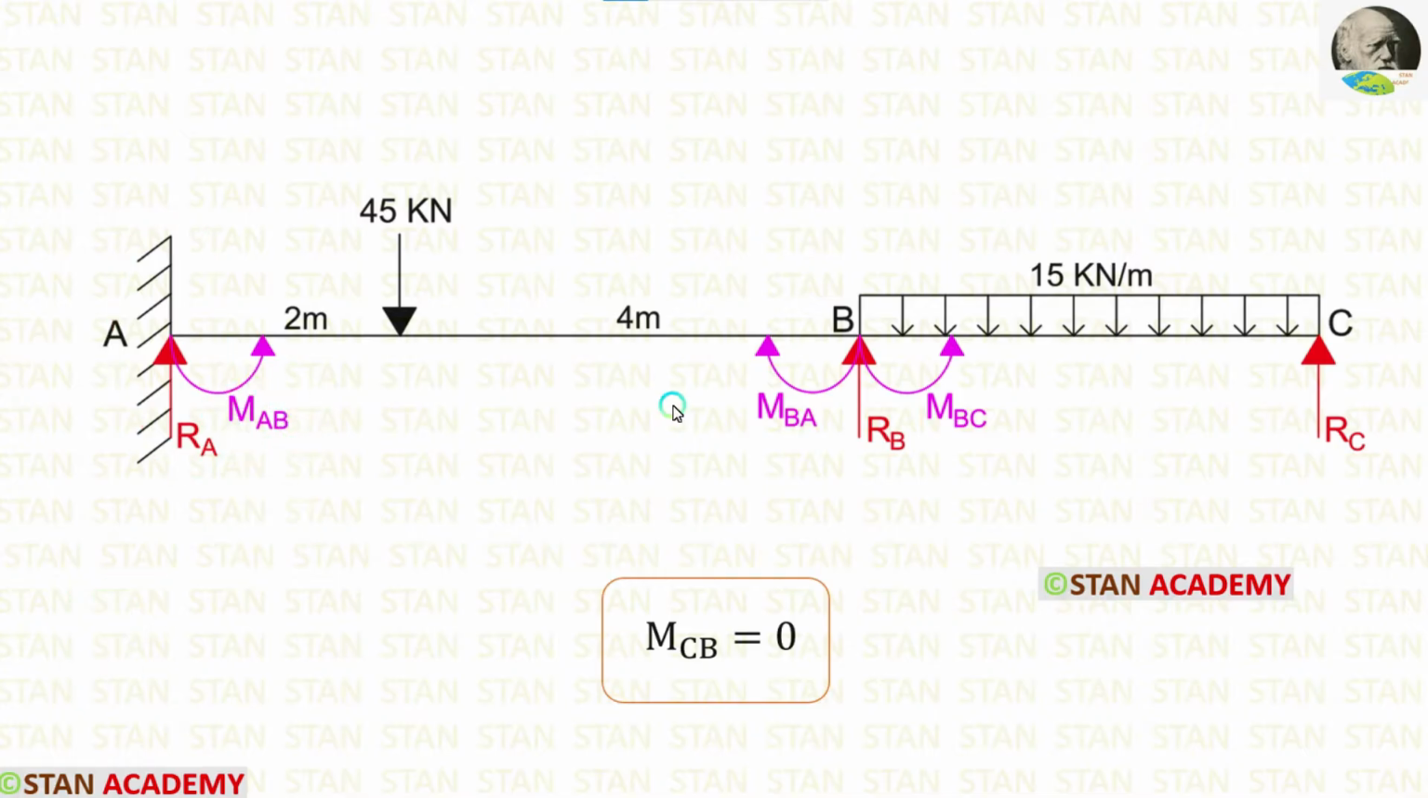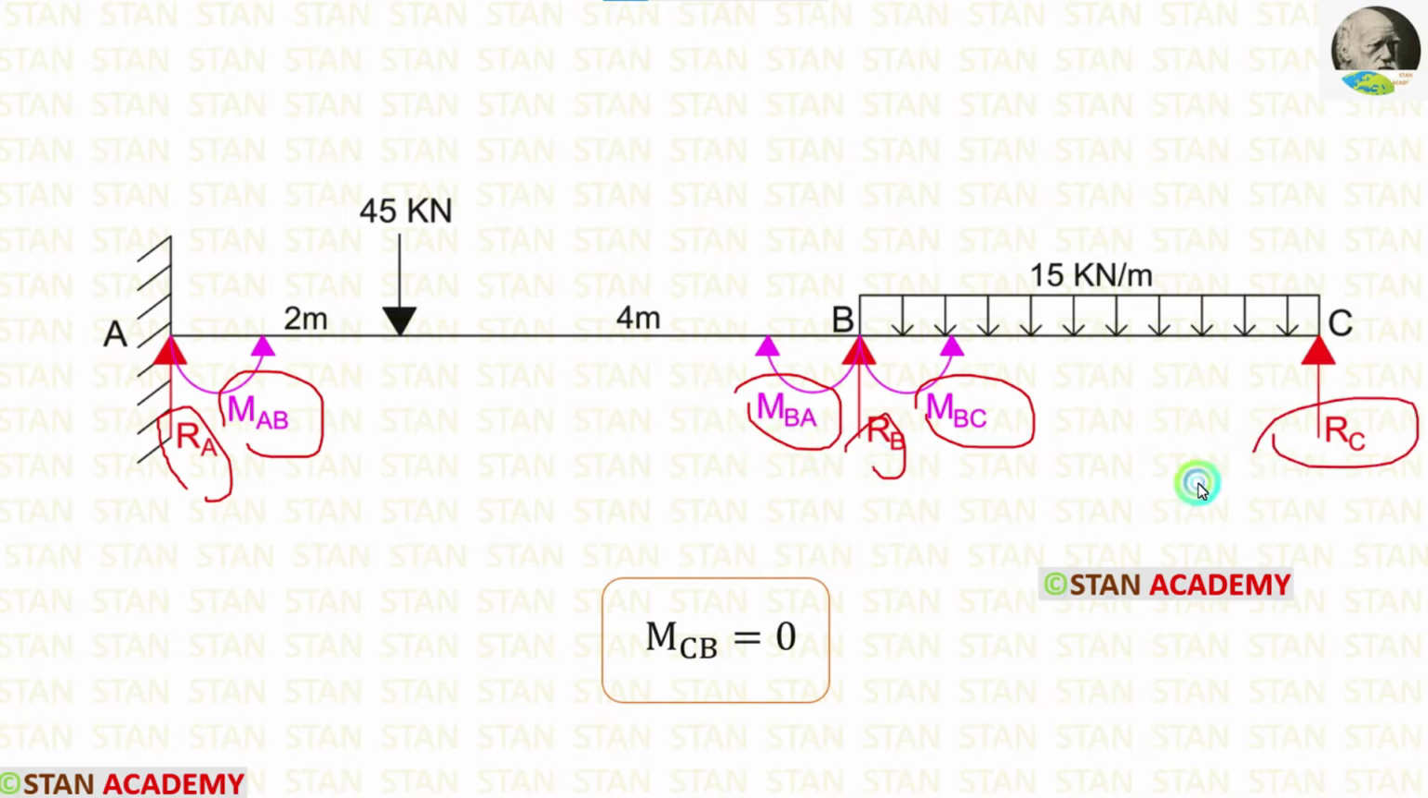In the joints, there will be two moments. In this beam, we are having a joint, that is joint B. In the joint B, we are having two moments, MBA and MBC. In the point C, there will be no moment because it is a simply supported end. So MCB is equal to 0. So totally we have to find three moments, MAB, MBA and MBC. Also we have to find three reactions, RA, RB and RC.